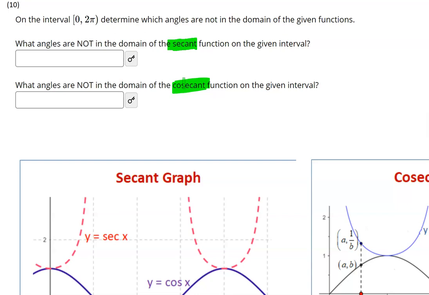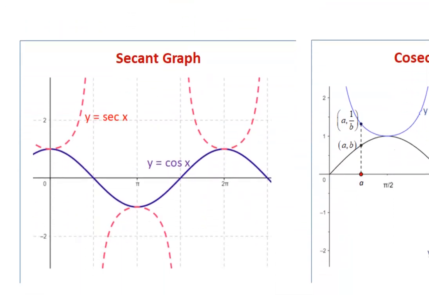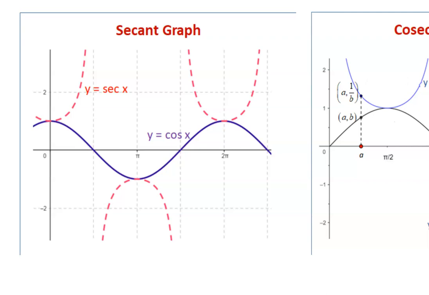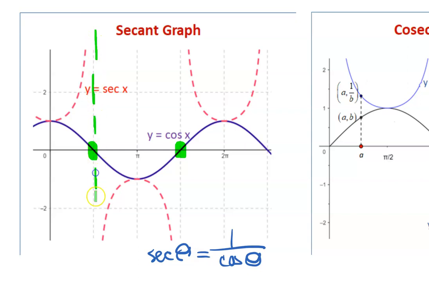So first, let's look at the secant one and just look at the graph. If you notice on our secant graph, secant of theta is equal to 1 over cosine theta. You need to know those inverse functions there. Secant theta is equal to 1 over cosine. So again, you're looking where cosine of theta equals 0. You can see that cosine of theta equals 0 here and here. So when we created our secant graph, there is a vertical asymptote at that point, where cosine of theta was 0.